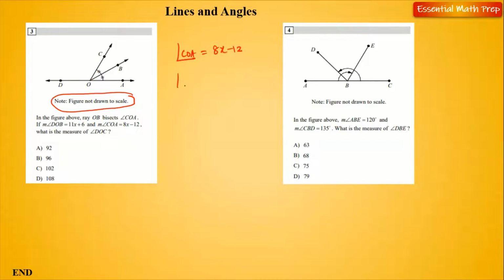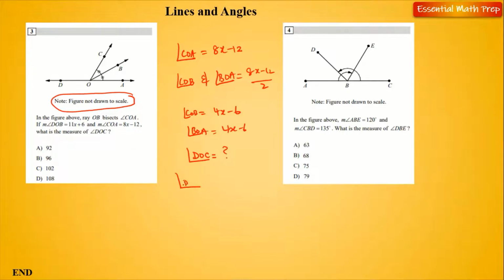That means angle COB and angle BOA are each 8x minus 12 over 2, which means 4x minus 6. So angle COB equals 4x minus 6 and angle BOA equals 4x minus 6. Why do we need this? Because what are we asked to calculate? We are asked to calculate angle DOC. What else do we know? We do know angle DOB.